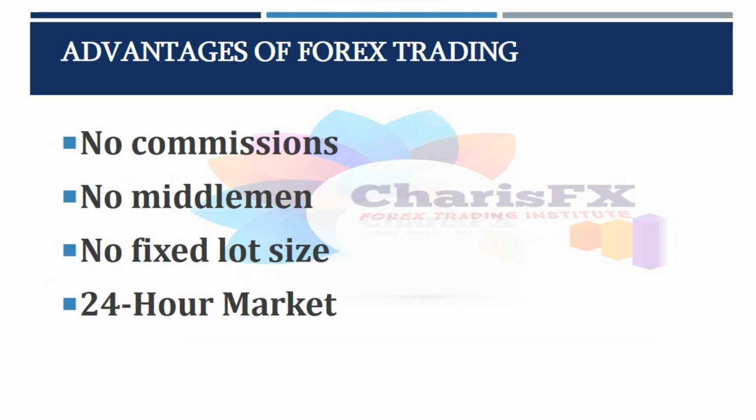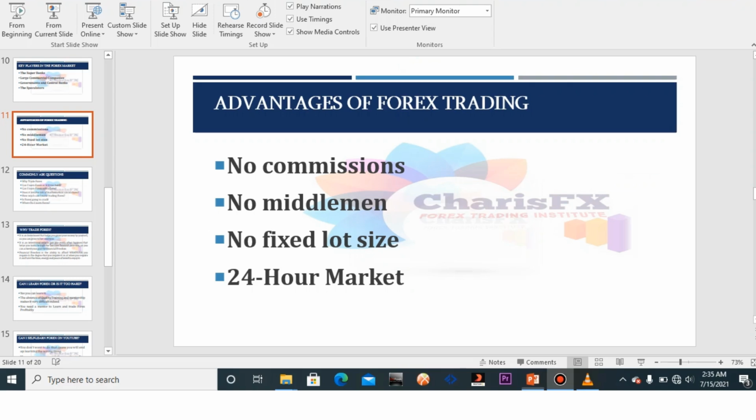Again, in the Forex market there are no middlemen. You can be directly connected to the liquidity providers. That's why you receive the price of a currency as issued by the institutions, as issued by the banks. There are no fixed lot sizes. What I mean by no fixed lot size is that you are the sole determinant of your risks in trading. You determine the position you want to take in a trade, and as such the risk implied on that position. The Forex market is a 24-hour market, 24 hours, 5 days a week. It's always active.